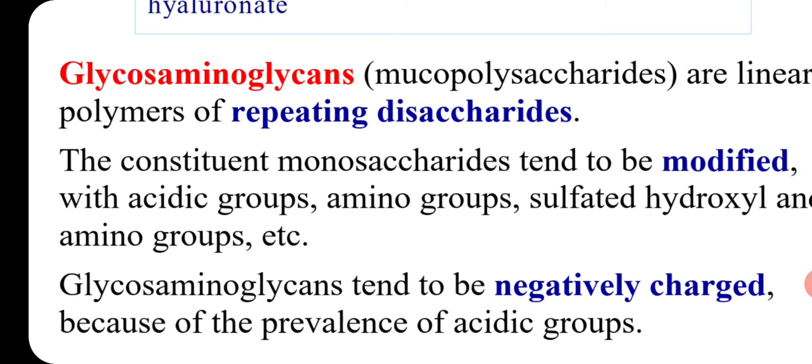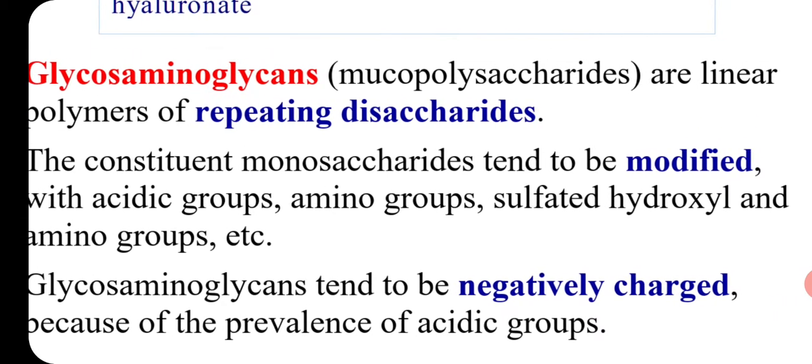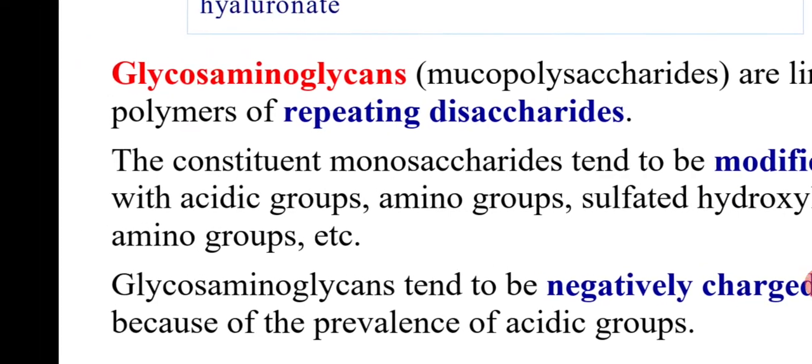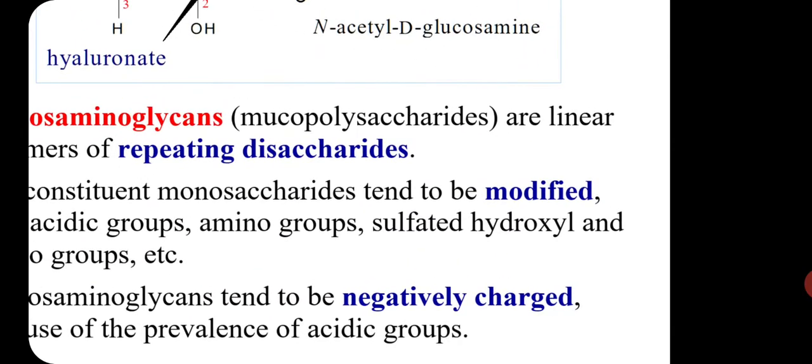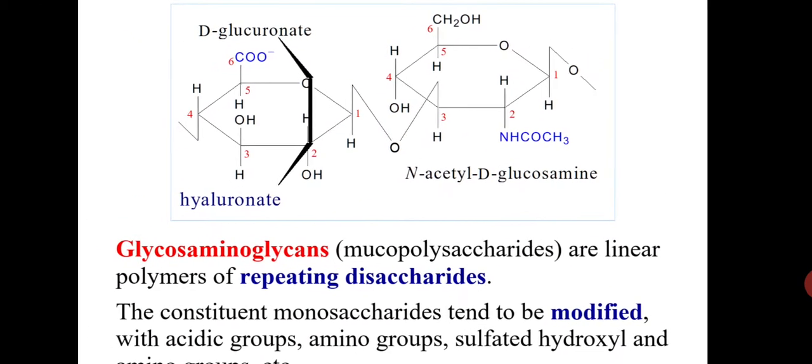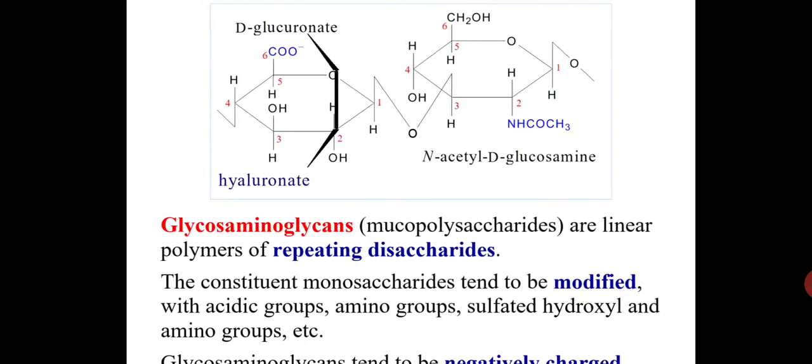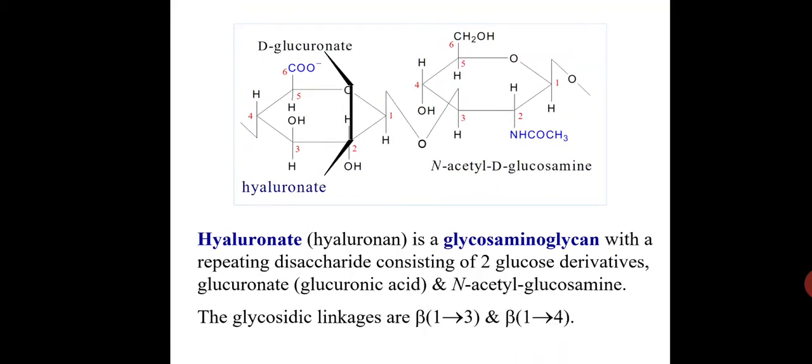Yes, these constituent monosaccharides can be modified with acidic groups, amino groups, sulfated hydroxyl groups, etc. It always tends to be negatively charged because of the presence of negatively charged molecules, right. Okay, so I will be moving on to the next one.